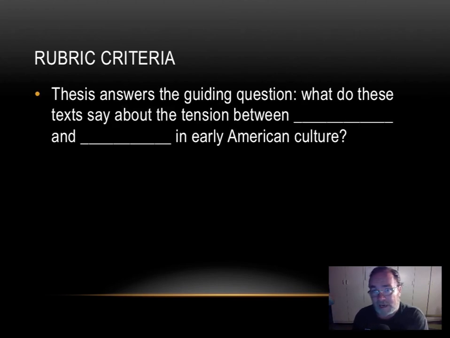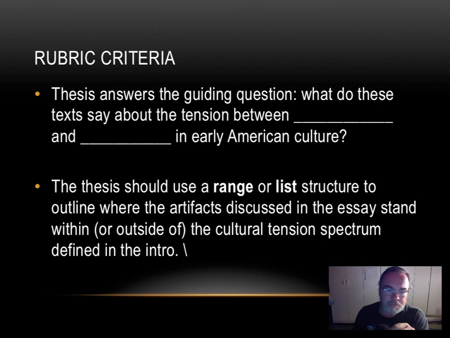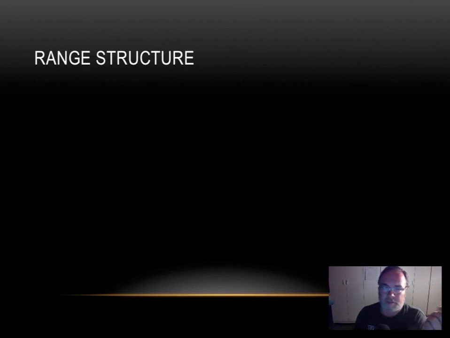First, we're going to answer that guiding question on the level of the paper as a whole. What do these artifacts collectively tell us about this tension that you've chosen to write about? And then we're going to learn two structures that will help us achieve that. We're going to learn how to write a list thesis, where you list all of the artifacts and what they say, and a range thesis where you present a few artifacts that represent the range of responses in your thesis. So let's get into looking at those possibilities.